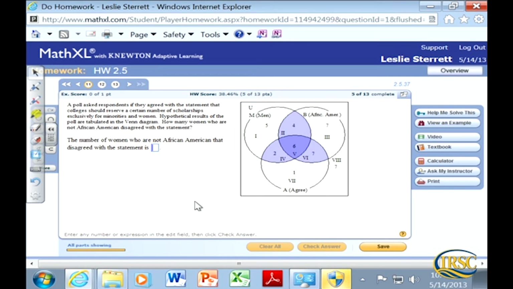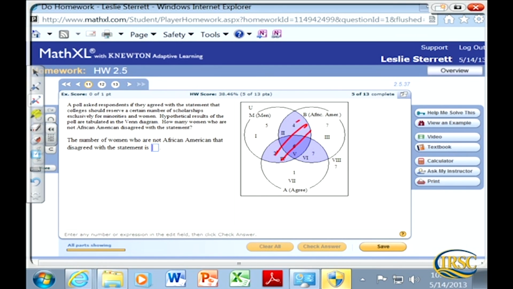I heard 7. Okay, so here's how you can work this out if you need to. If you want to write this on your scratch paper, you could say, okay, they're women, so I'm not going to include the circle for men. So I'm going to eliminate all of that. They're not African American, so I don't want to include anything from the circle that's African American. And then it says that they disagreed. Well, I've only got 2 numbers left. One of the numbers is for those that agreed, and the other one, if that's agreed, I want disagreed. I don't want that number, so it leaves me with 7.